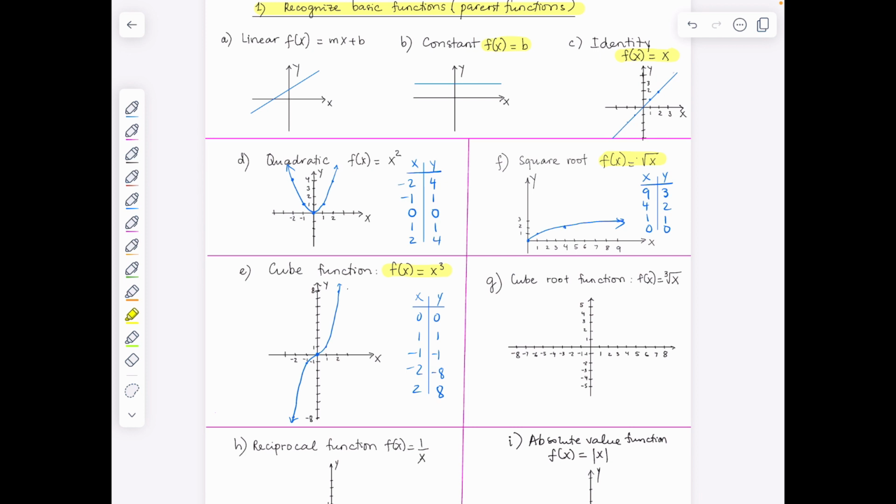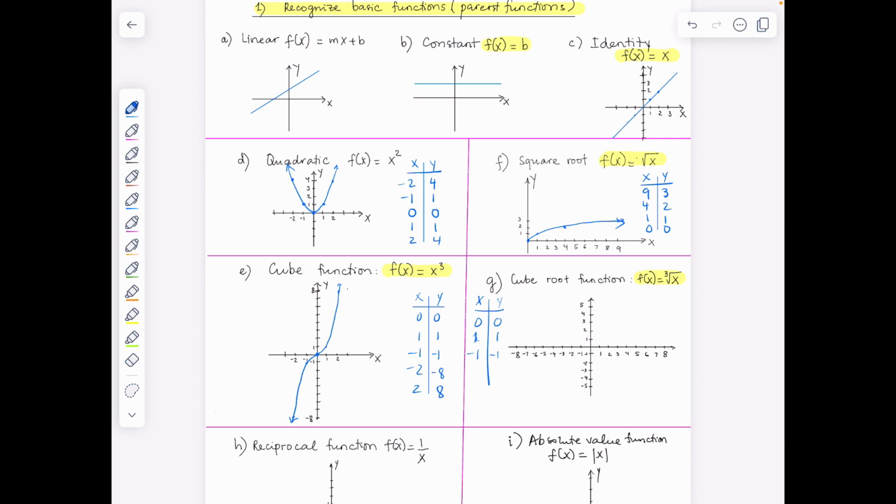Next, we have the cube root function. Now, for the square root function, we cannot have x be negative, but for a cube root function, it is okay for x to be negative because you can take the cube root of a negative number. Some important values that we can memorize: say x is 0, then y is 0. X is 1, y is 1. X is -1, the cube root of -1 is still -1.